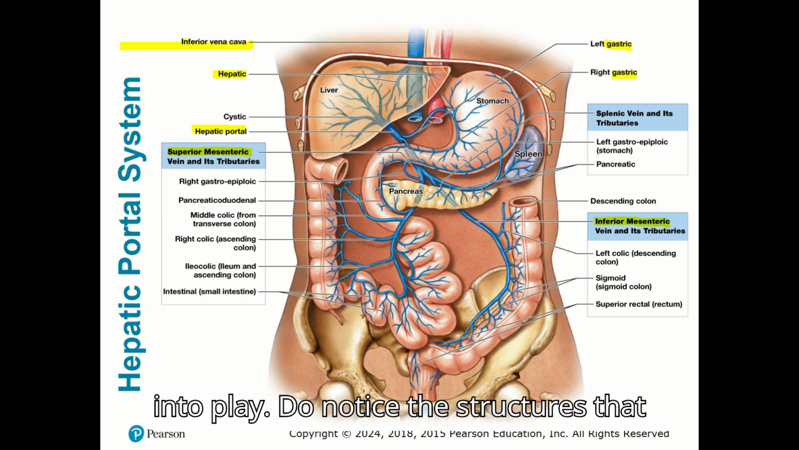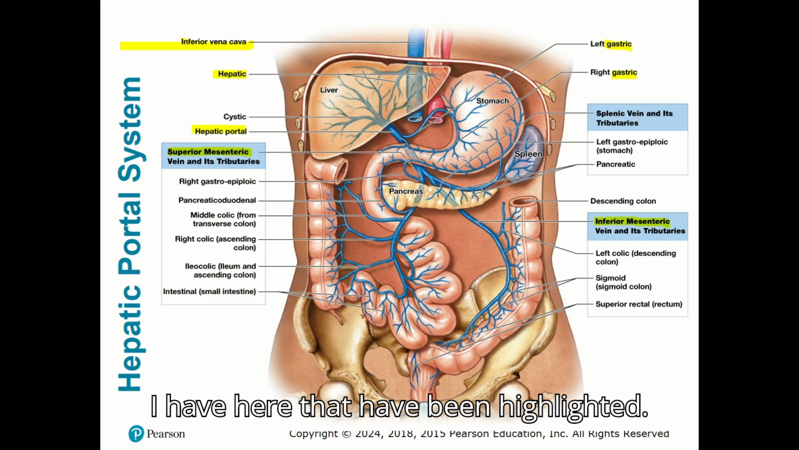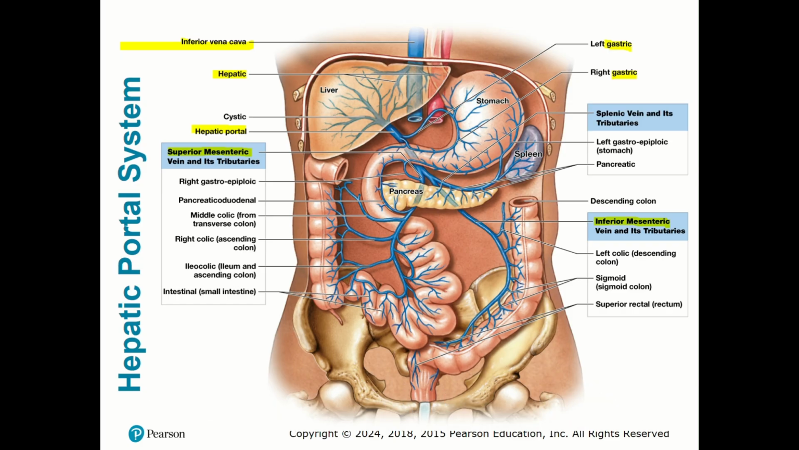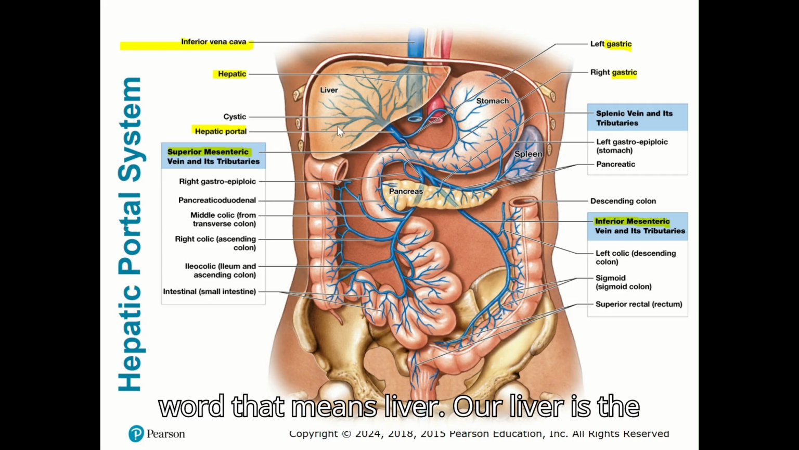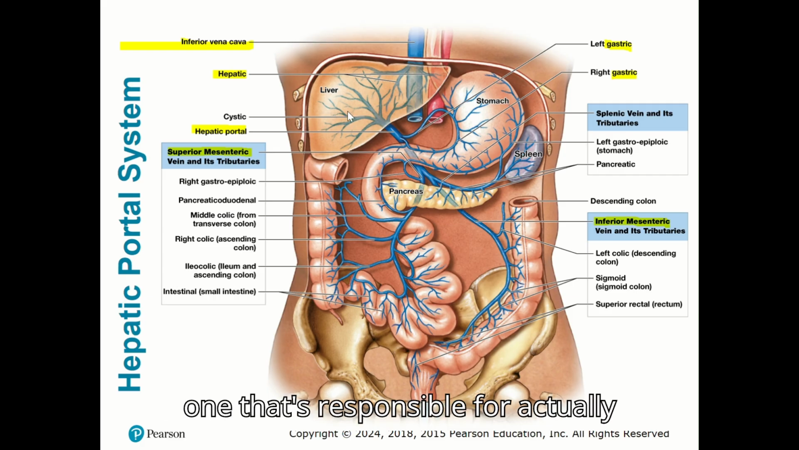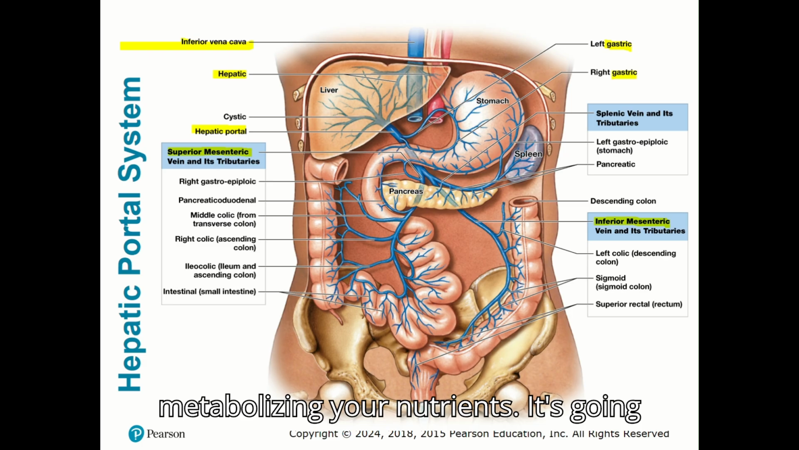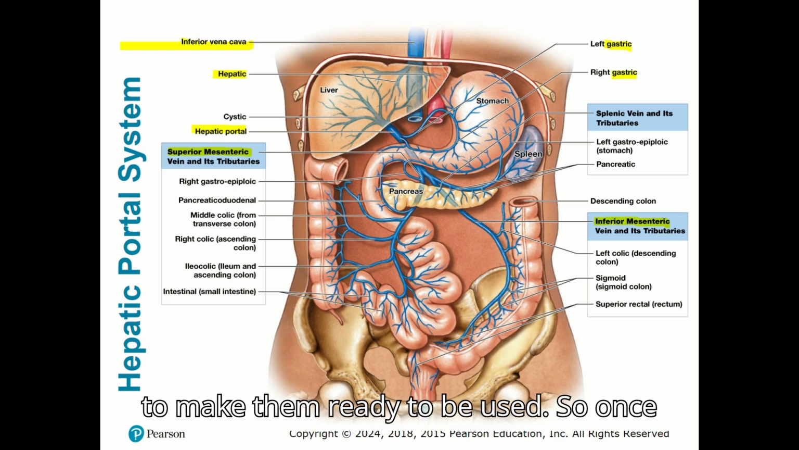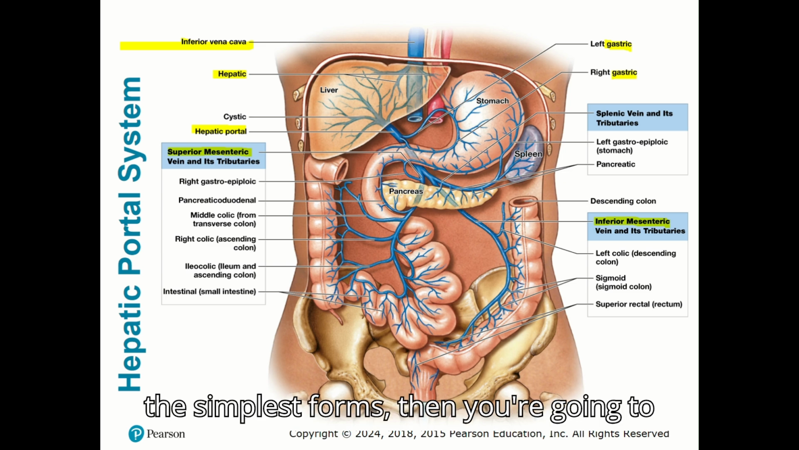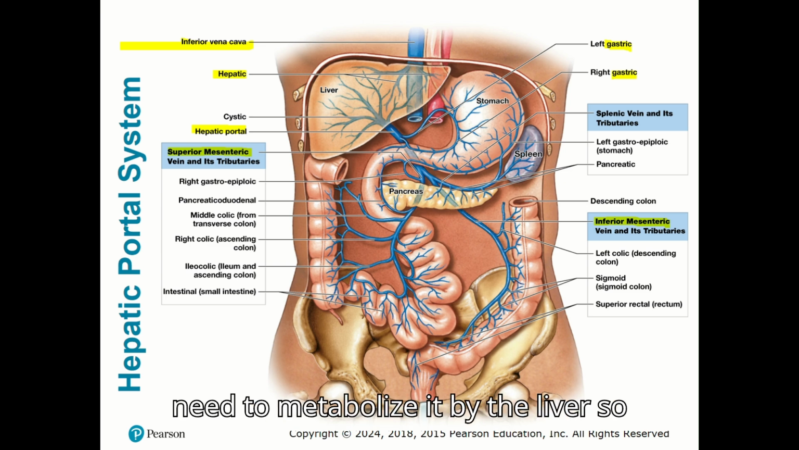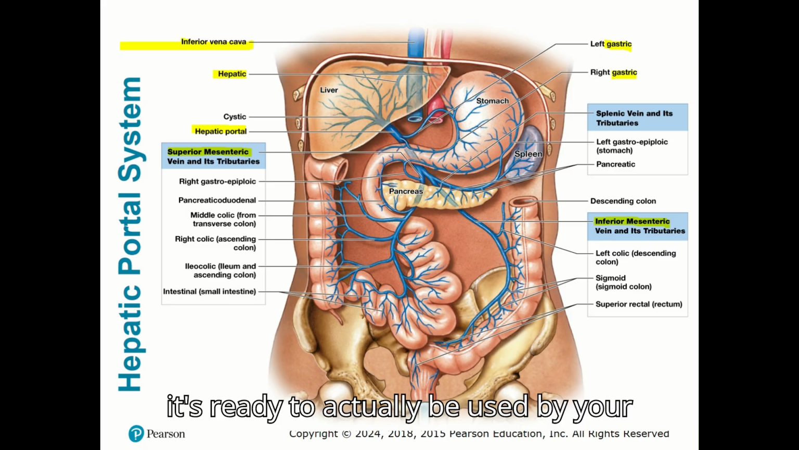Do you notice the structures that I have here that have been highlighted? Those you will need to be able to label. But hepatic is just going to be the root word that means liver. Our liver is the one that's responsible for actually metabolizing your nutrients. It's going to make them ready to be used. So once you digest it and you break it down into the simplest forms, then you're going to need to metabolize it by the liver so it's ready to actually be used by your cell.